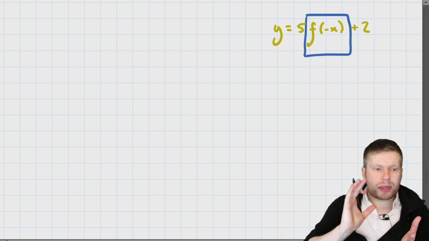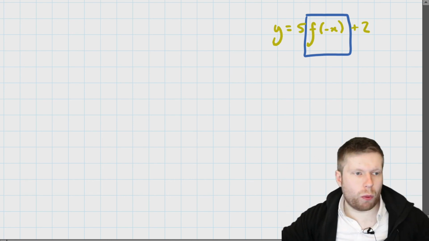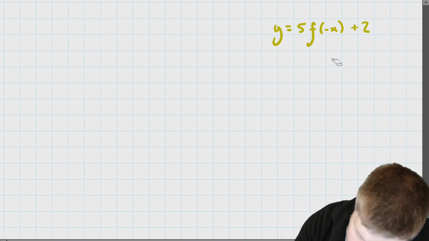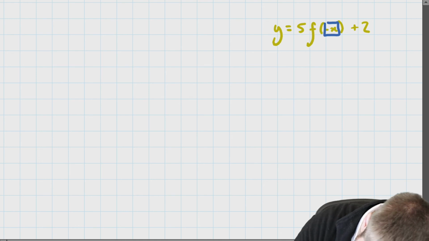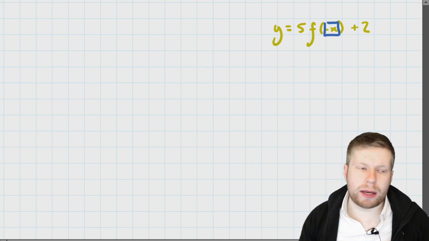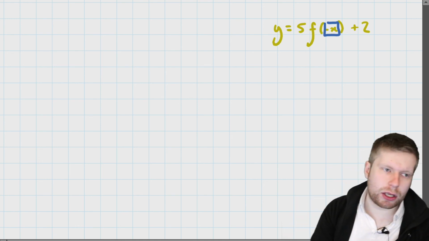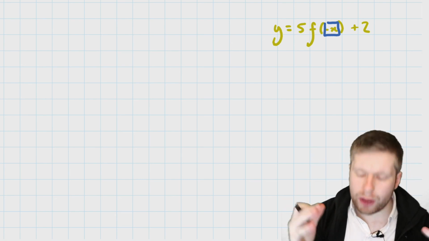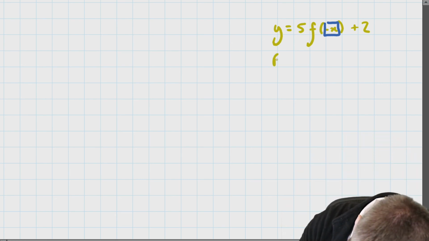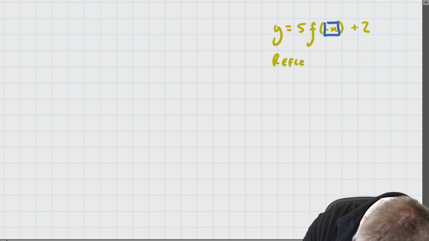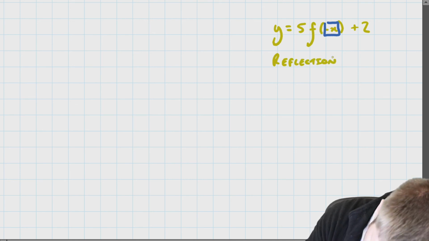So you always start with the x value and work your way outwards. So first of all, I need to focus on the negative x part. Okay, so what does the negative x part mean? Well, you're happy because I'm changing the x values. Okay, I'm making them negative. It must be a reflection. So it's a reflection first of all.